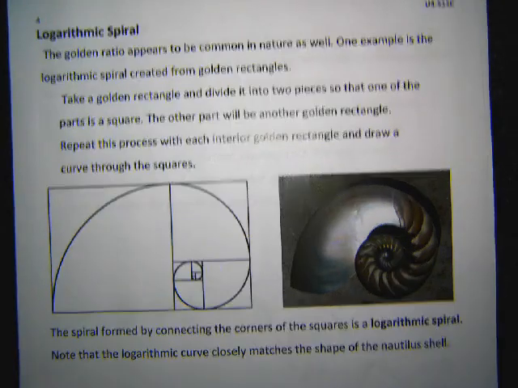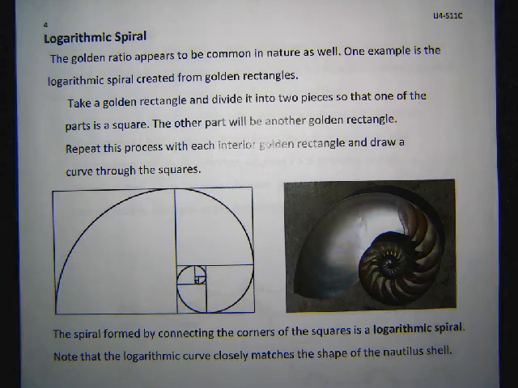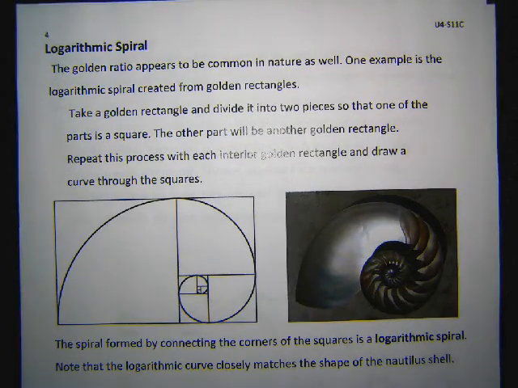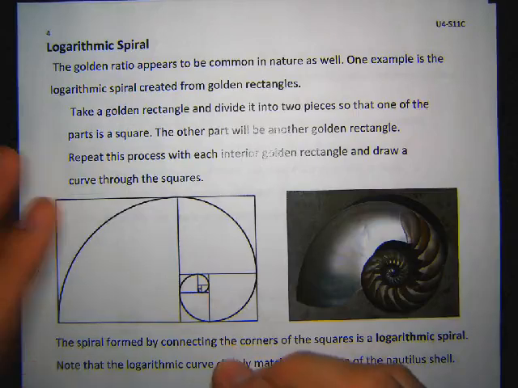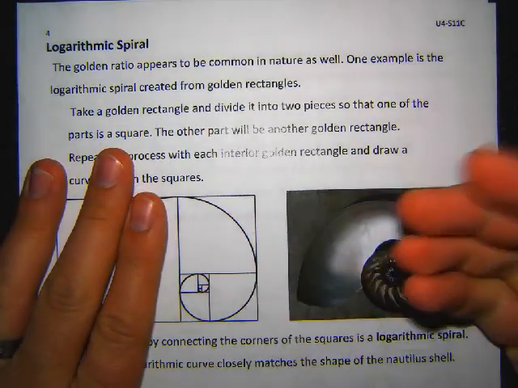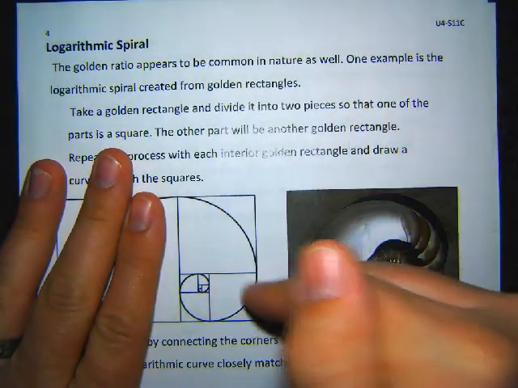Okay. The golden ratio actually appears really common in nature as well. So that might be one argument, that we actually do find this in nature. One example is what's called the logarithmic spiral, and it's a shape you create from the golden rectangle. So remember how we had the golden rectangle, and you could cut out a square, and then you would have a golden rectangle left over, and then you could keep cutting out squares and end up with another golden rectangle.